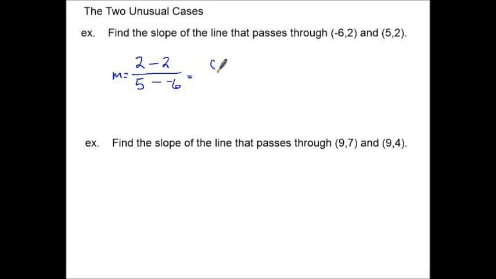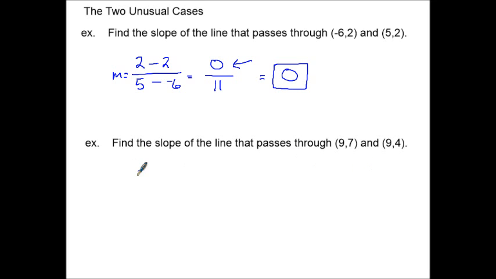Okay, 2 minus 2 is 0. Yeah, that's a little bit funny. And then 5 minus negative 6 is positive 11. But, quite honestly, the second I see this, I know that 0 divided by anything is going to be 0. So really that 11 was irrelevant. That could have been a 2, it could have been an 8, it could have been a negative 458. Doesn't matter. 0's on top, that whole thing's going to be a 0.